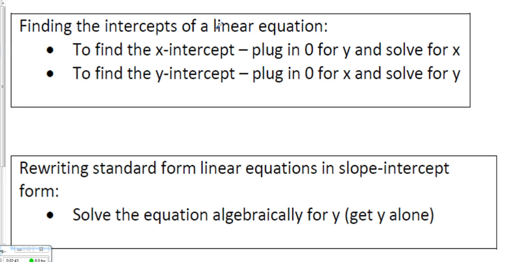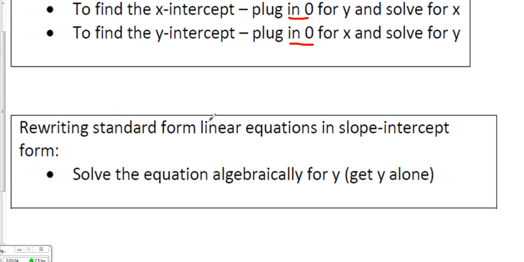To find intercepts of a linear equation, you literally just plug in 0. Okay, so to find it for the x-intercept, plug in 0 for y. To find the y-intercept, plug in 0 for x. All we're doing is just plugging in 0 and solving out for what our variable becomes then. To rewrite our standard form linear equations into slope-intercept form, you just solve the equation algebraically for y. Get y alone. What I want you to write here is literal equations.